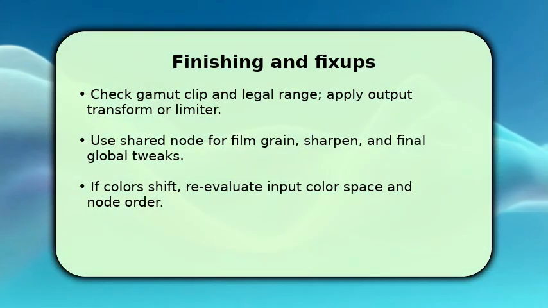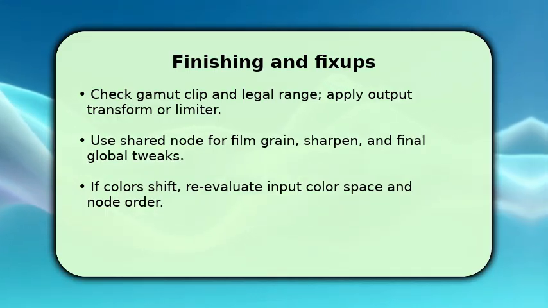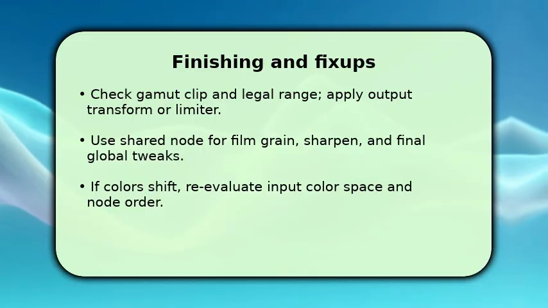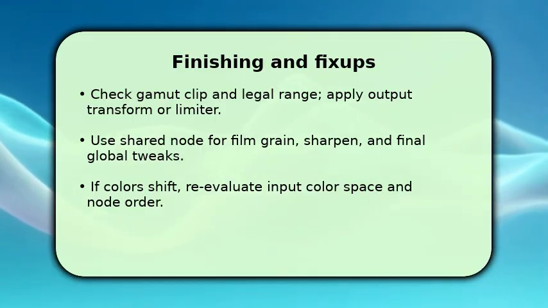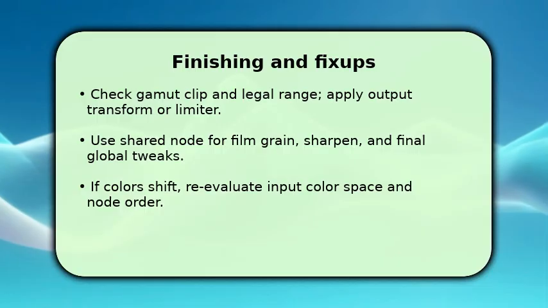Finish by inspecting gamut and output levels. If you see RGB clipping or illegal ranges, insert an output transform or a limiter node to protect broadcast specs. Add a shared node for subtle film grain and targeted sharpening to unify texture across shots. Make tiny global tweaks to hue and saturation last so everything reads together.